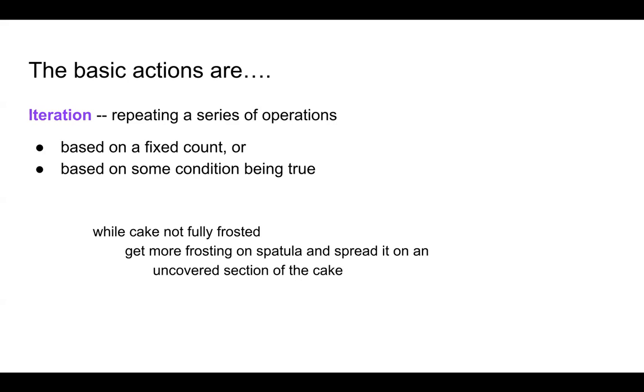And so you can imagine if you put just a little bit on the cake each time, this process will repeat a pretty large number of times. If you put more frosting on each time you spread some, it won't repeat as many times. But the number of times you would go through this process is not predetermined. It is determined by how long it takes to get the cake fully frosted.